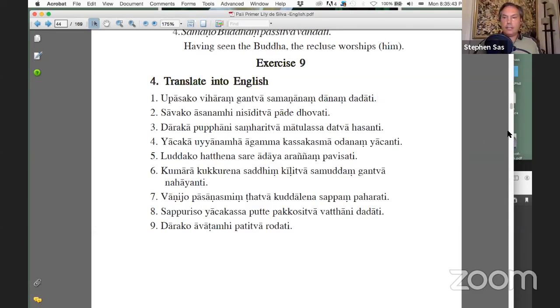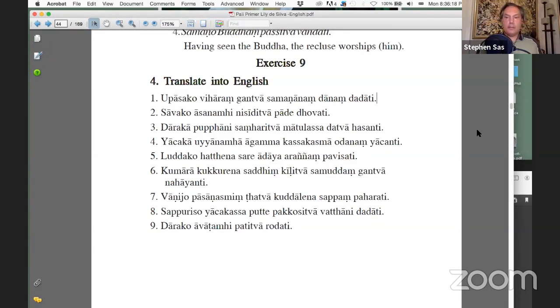And then I think we can try Christopher. I see his hand up. Would you mind doing for us number 3 first by reading it? Okay. Daraka upani samharitva matulasa datva hasanti. Having collected flowers, the children give them, having collected flowers and given them to the uncle, the children laugh.